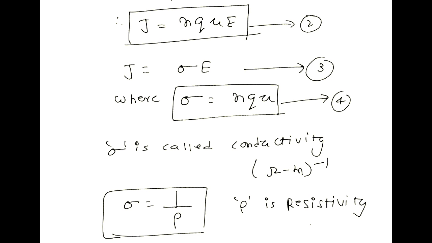If you observe this relation, J is equal to sigma E, here J is the current density and E is the applied voltage. It says conduction current is proportional to applied voltage, which is nothing but Ohm's law.